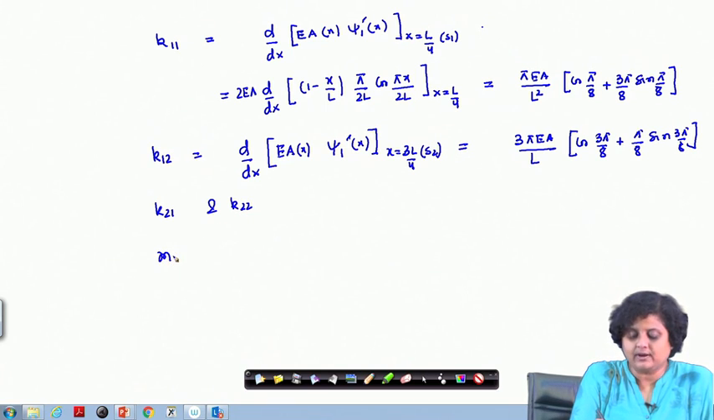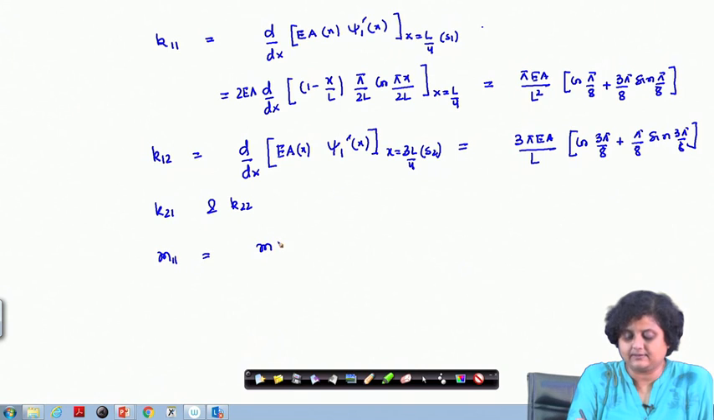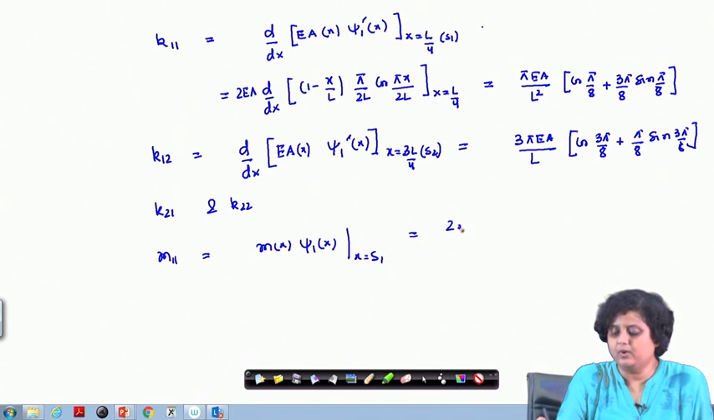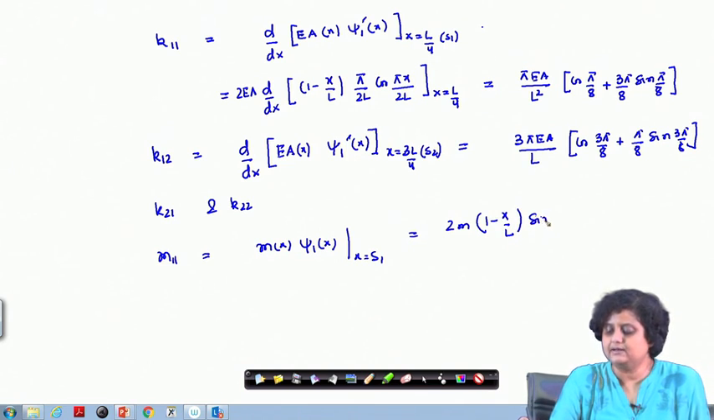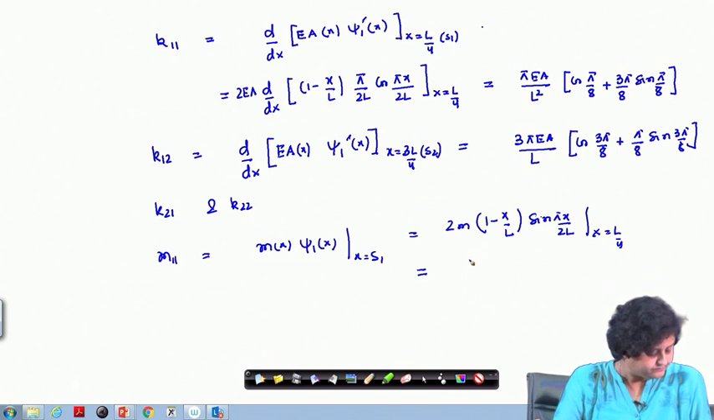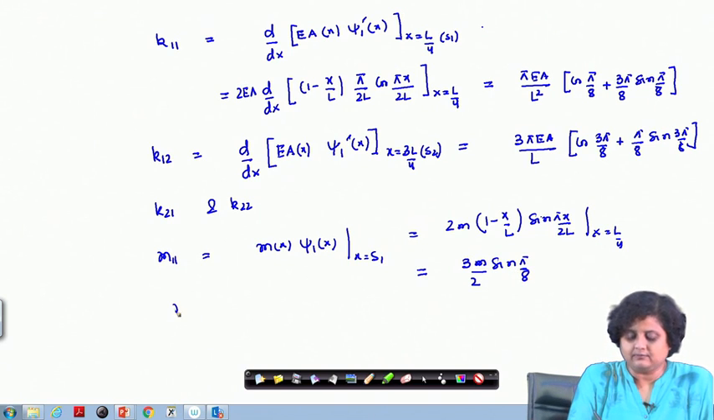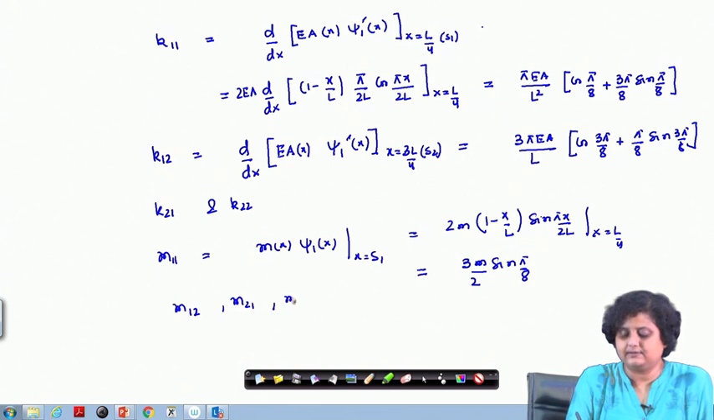Now, what is m11? m11 is going to be m x into psi 1 x at x equal to S1, which is going to be 2m into 1 minus x by L into sin pi x by 2L at x equal to L by 4, which is going to be 3m by 2 into sin pi by 8. This way we can find out m12 as well as m21 and m22.